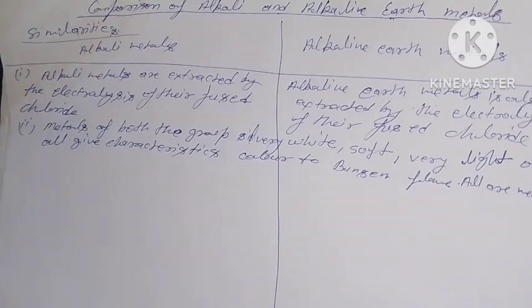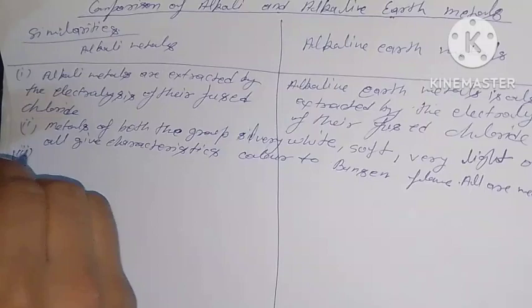Alkali metals are extracted by the electrolysis of their fused chloride. Alkaline earth metals are also extracted by the electrolysis of their fused chloride. Metals of both the groups are silvery white, soft, very light, and all give characteristic color to the Bunsen flame. All are metals.